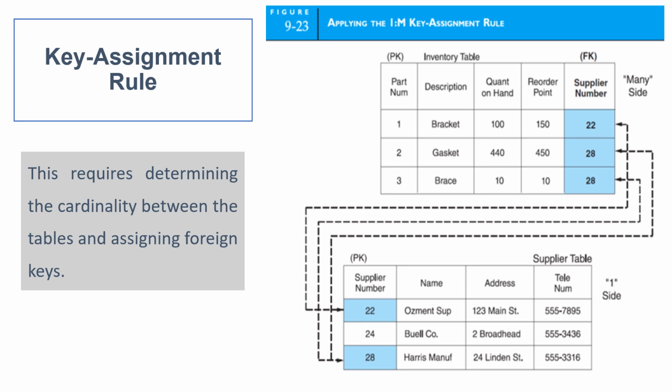Okay, so here let's say the key assignment rule. The key assignment rule is about the cardinality in a simple way. It requires determining the cardinality between the tables and assigning foreign keys. So for example, here we have the inventory table, and we have the suppliers table. In the suppliers table, it represents one, and in the inventory table it represents many, the many side.